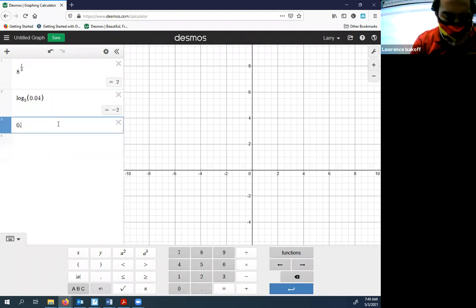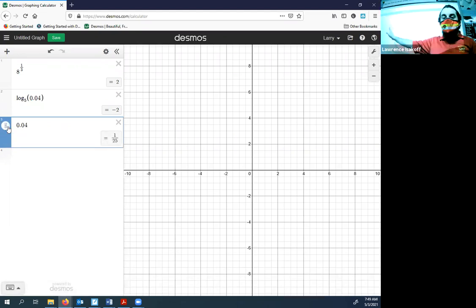Here's how I knew that was -2 beforehand. If I do 0.04 as a fraction, that's 1/25th. And I said, oh, 5 squared is 25. So if I want it to be 1/25th, it should be negative.